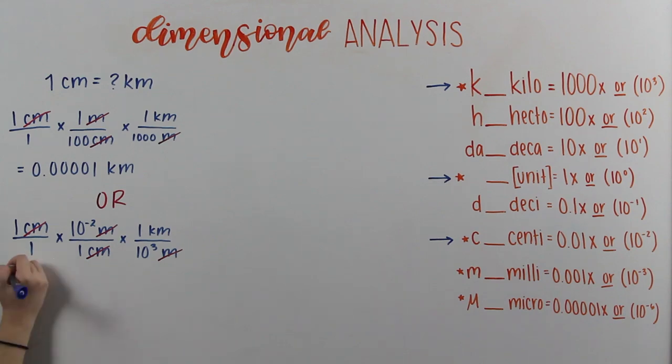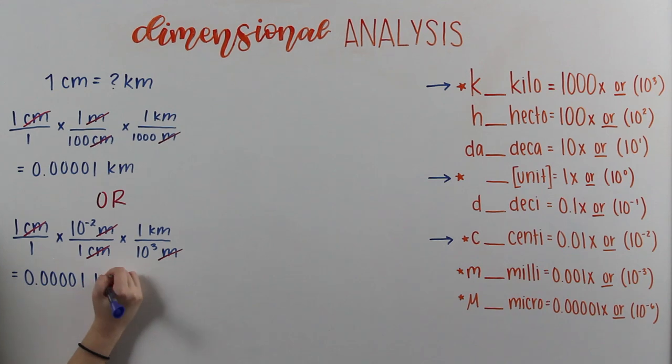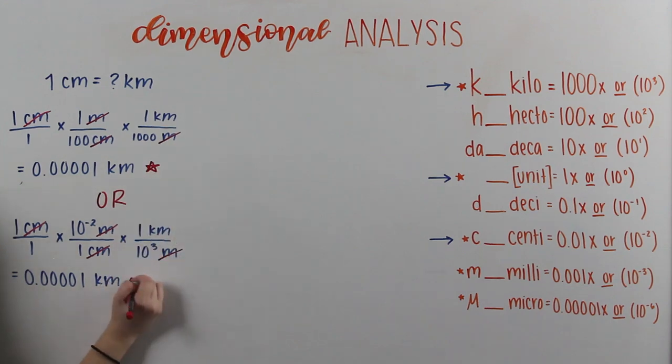Multiplying all values at the top and dividing all the values at the bottom, which is 1 times 10 to the negative 2 divided by 10 cubed, gives us 0.00001 kilometers. So 1 centimeter is equivalent to 1 times 10 to the negative 5 kilometers.